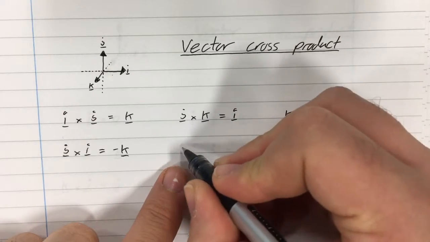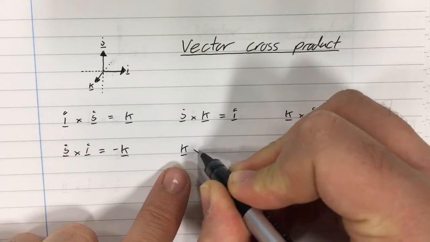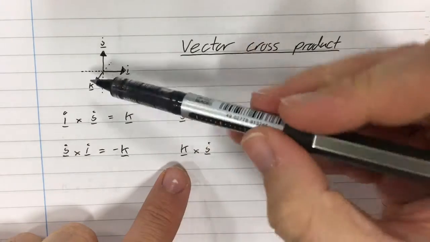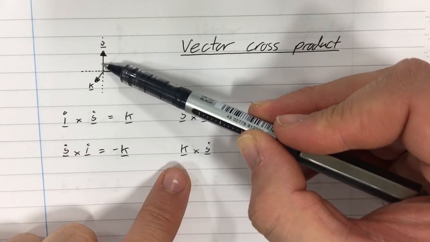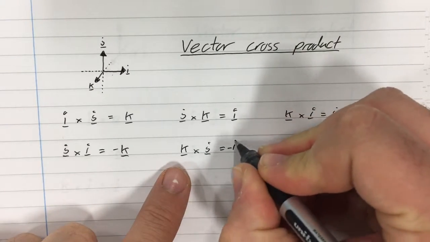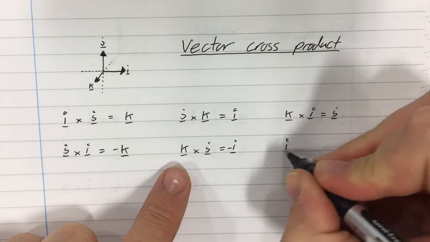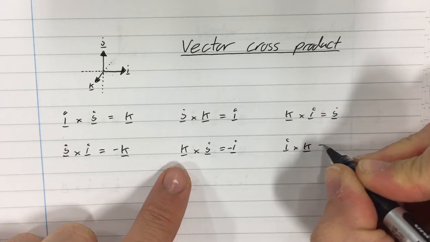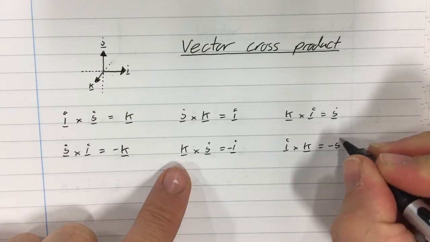So that's j cross i. I could do k cross j. So I move up, turn my head 90 degrees, go down, so I'm facing the negative i direction. And similarly, I could do i cross k, and I'll get minus j from that.